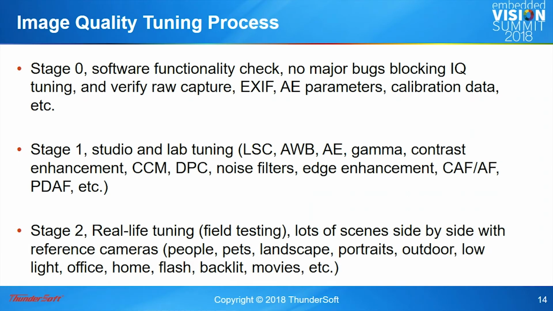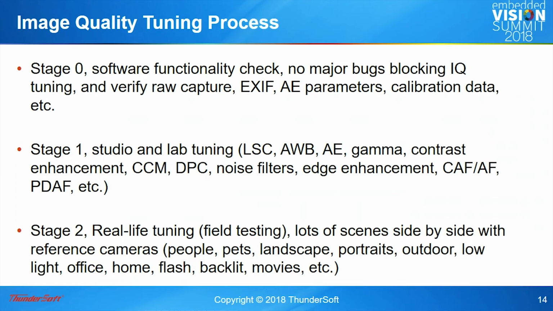Then you start to put it in the lab. We have our studio. There's a lot of different equipment which you use to tune in the lab. For example, RSA, AWB, AE, gamma. There are a lot of characteristics where you need fine tuning. And the last step is that you need to go outside of the lab to real life, because people use whether it's a mobile phone or automotive. You have to apply it in real life.